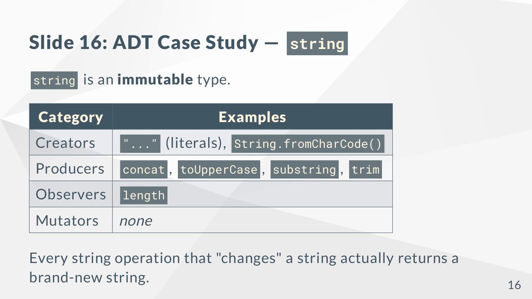This is an important point that sometimes surprises developers. When you call toUpperCase on a string, you are not changing that string. You are creating a new one. If you write const s equals hello and then call s.toUpperCase, the variable s still holds hello. You must capture the return value to use the uppercase version. Immutability makes strings predictable and safe to share across your codebase.